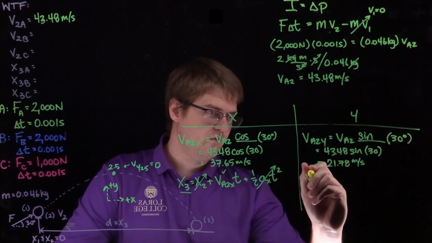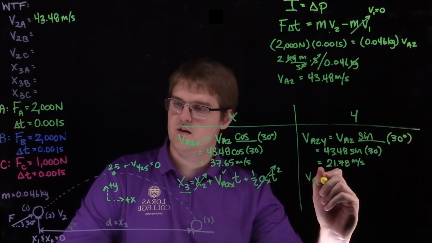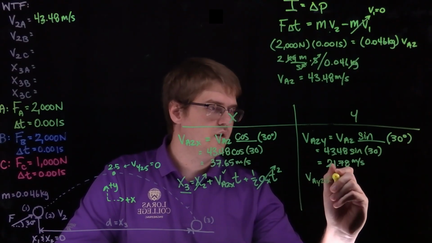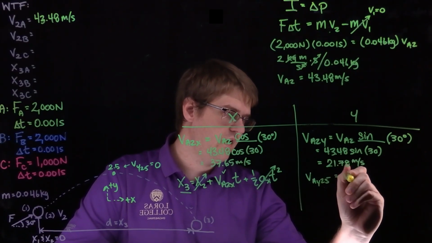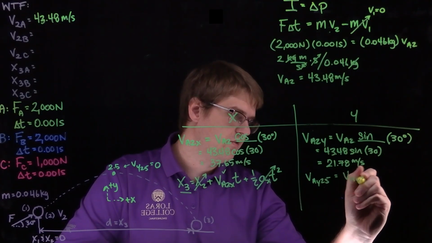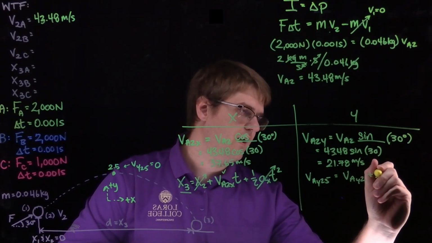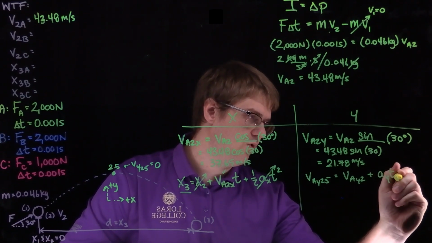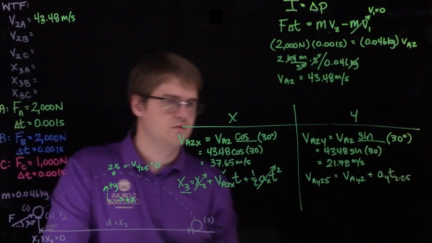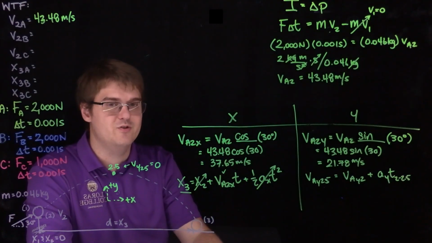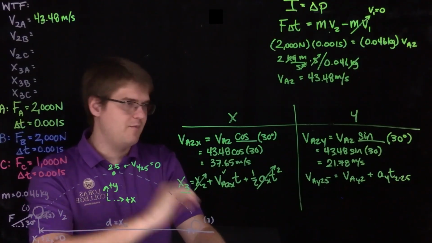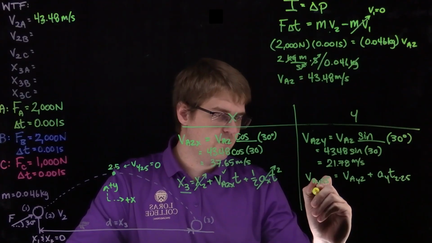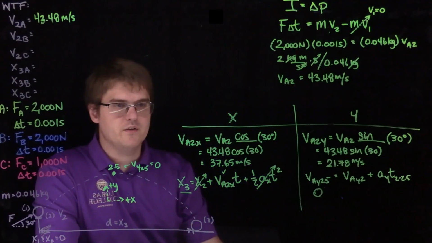So v of a in the y at 2.5 is going to be equal to VA in the y at 2 plus my acceleration in the y times my time between time 2 and time 2.5. So velocity in A in the y at 2.5, we chose that because it's going to be 0.